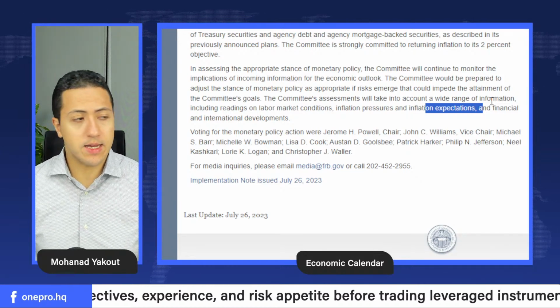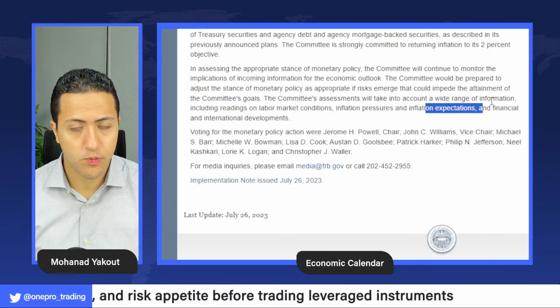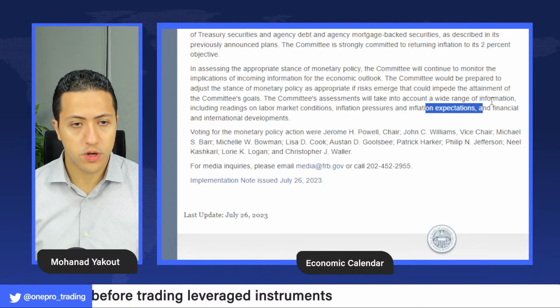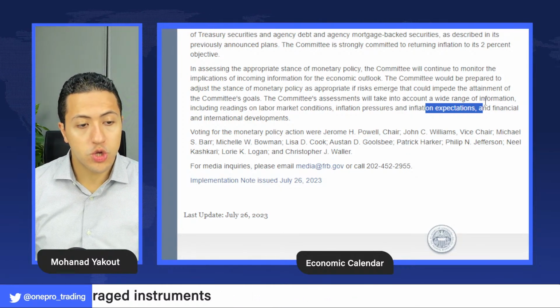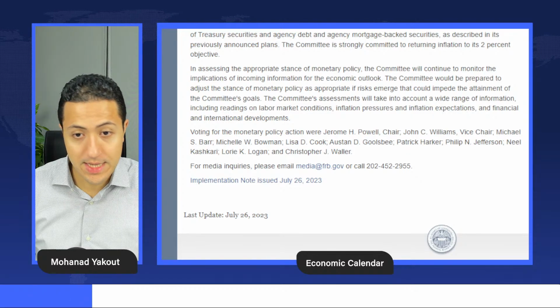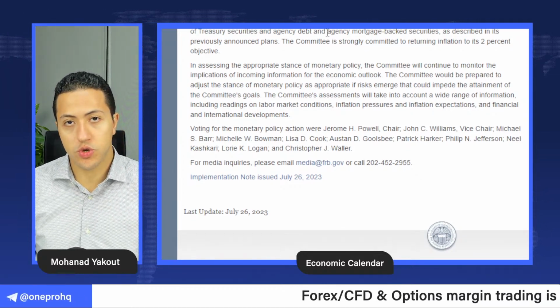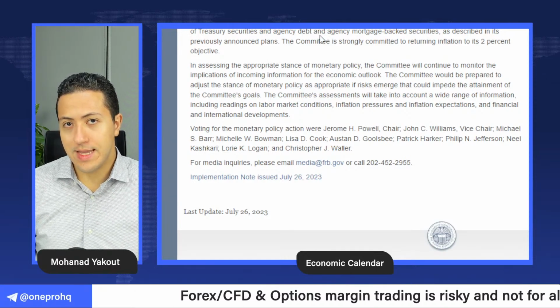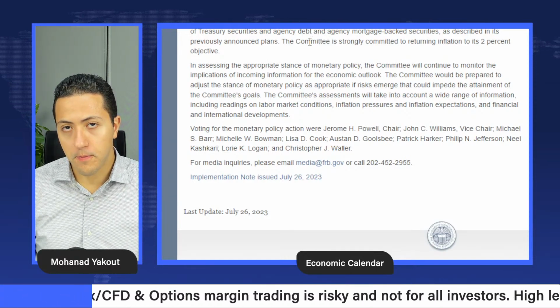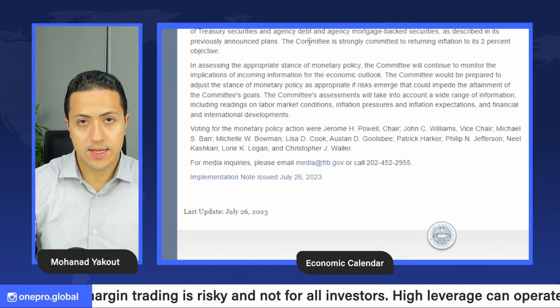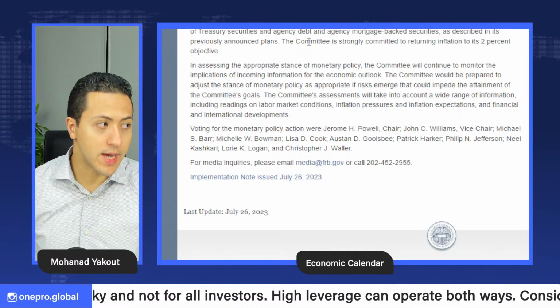So basically, they raised interest rate with 25 basis points, and no forward guidance has been provided to the markets in the FOMC statement. None. They continue to follow the data dependency policy. According to data that will come, we will basically react accordingly.